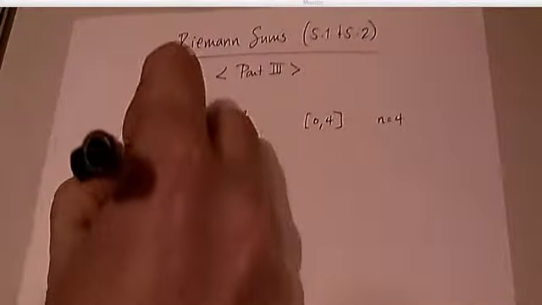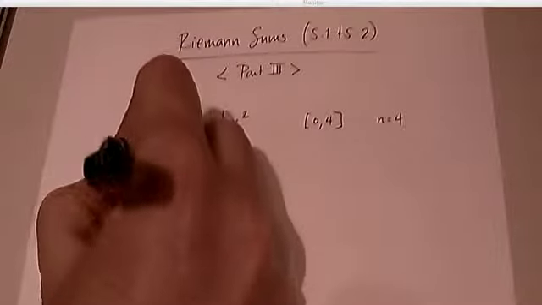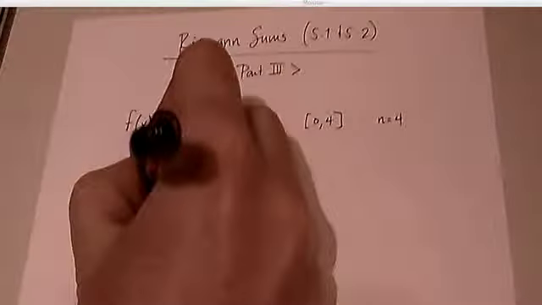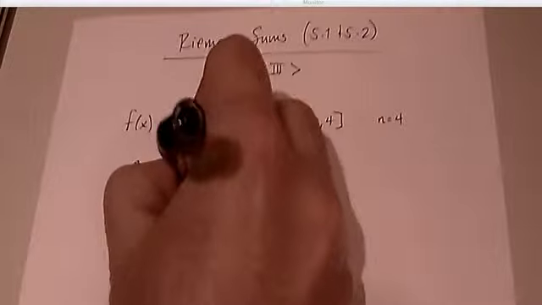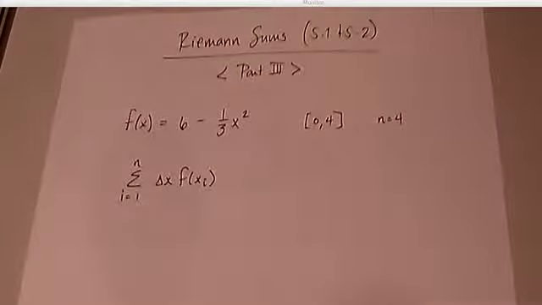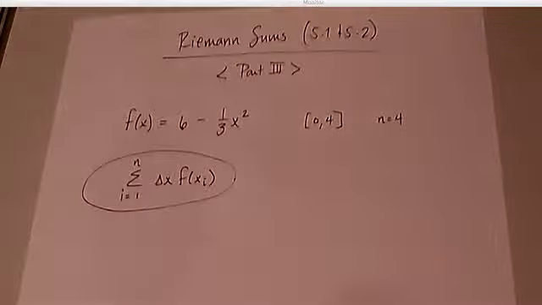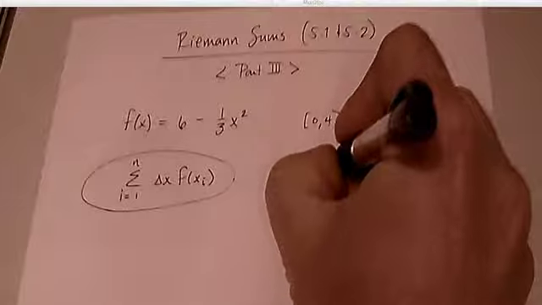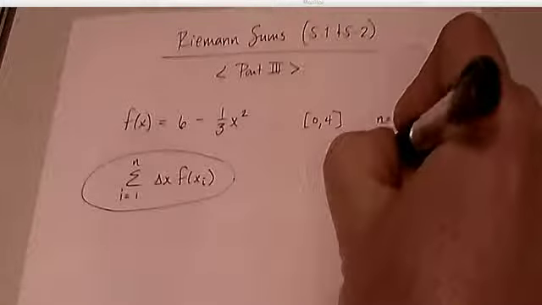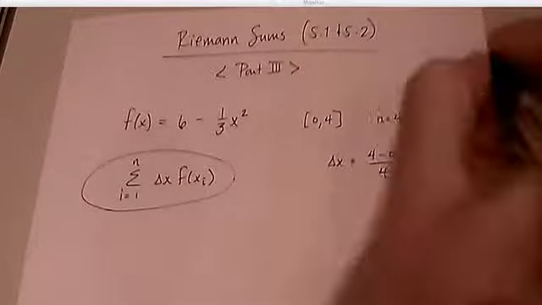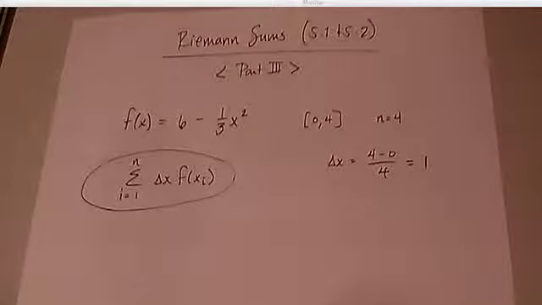Now we know that we need to go i equals 1 to n of delta x times f of x sub i, okay? That is basically the sigma notation in general. Now for this one, we happen to know that delta x, because it's b minus a over n, is just equal to 1. Okay, so delta x is going to be really, really easy for this particular one.